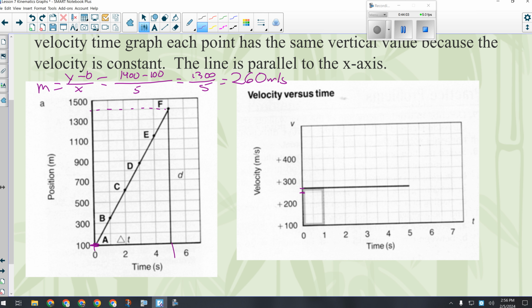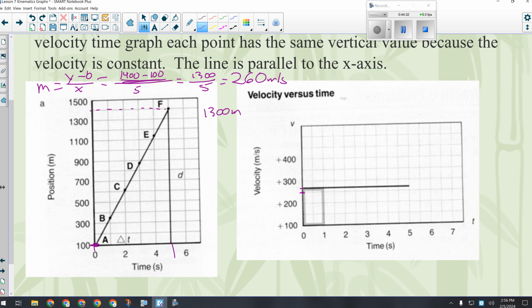Now, on this graph, on the position versus time graph, was it easy to figure out what the displacement is? In fact, I kind of did it already, didn't I? Right, I went final position minus initial position. So my displacement was 1,300 meters. Could I calculate that from the other graph? Okay. So I used final position minus initial position on this graph.